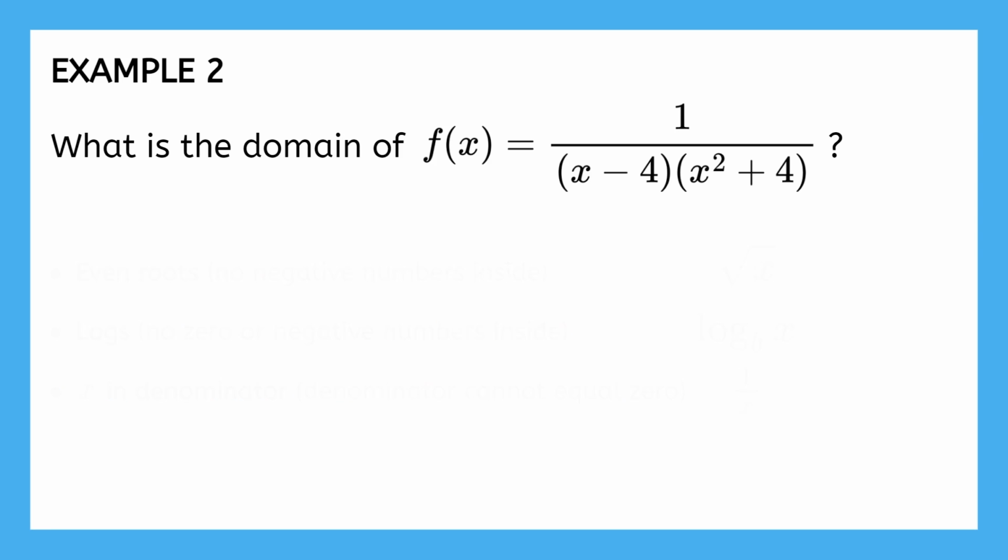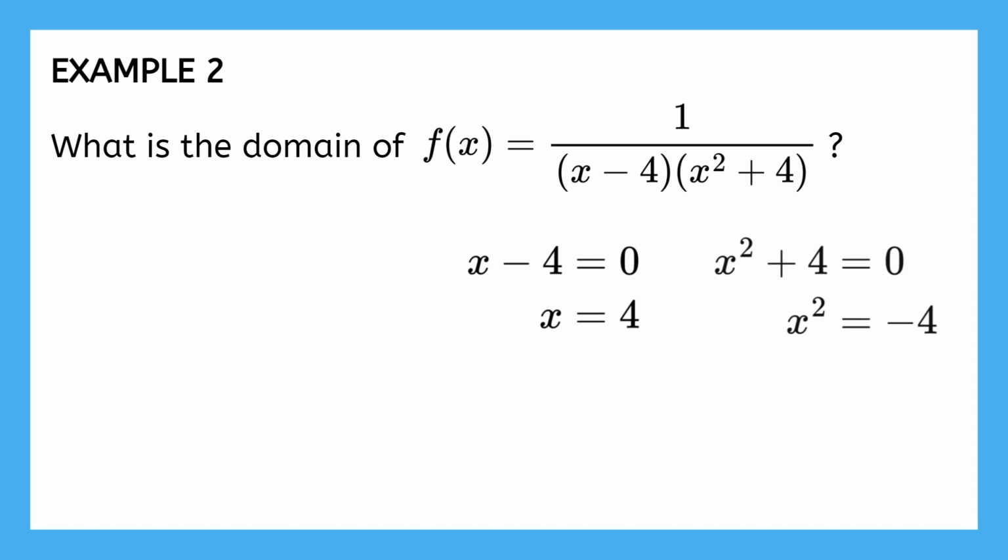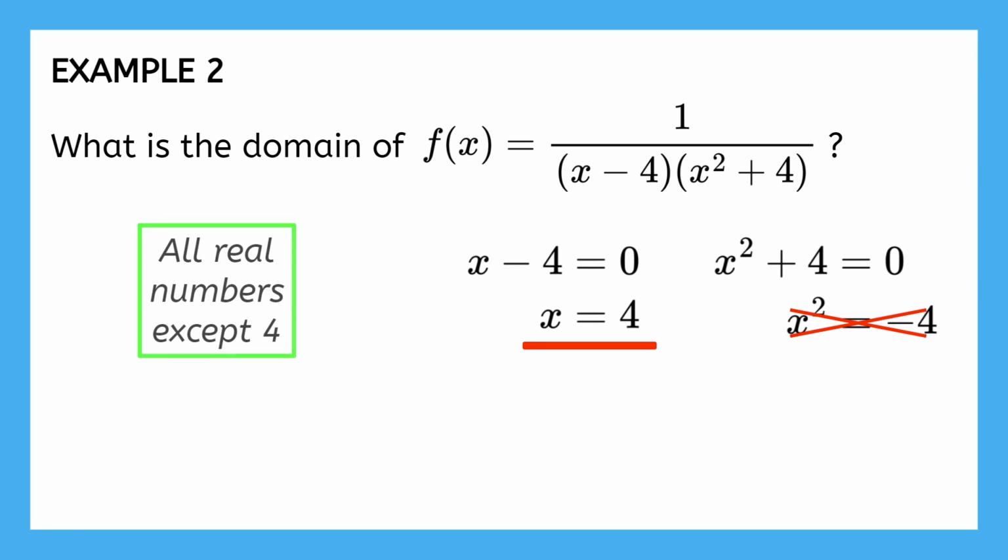If x were equal to 4, that would cause the factor of x minus 4 to be 0. So that would make the denominator 0. However, if we try to solve for the value of x that makes the factor of x squared plus 4 equal 0, we end up with x squared equals negative 4. Because that has no real solutions, this x squared plus 4 factor does not restrict our domain at all. We only have to worry about when x equals 4. Therefore, the domain of this function is all real numbers except 4.